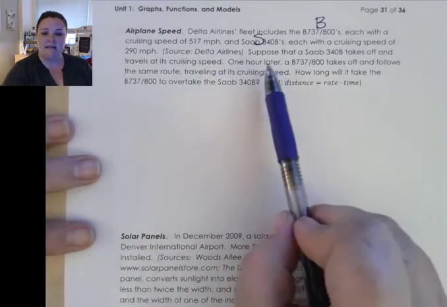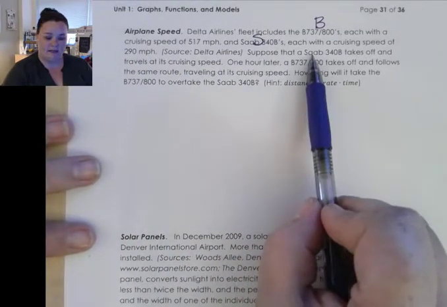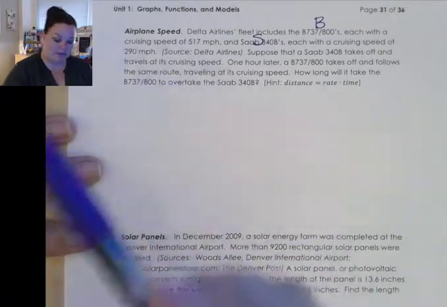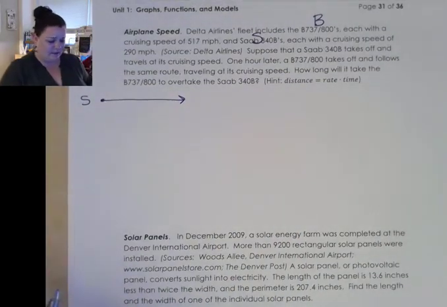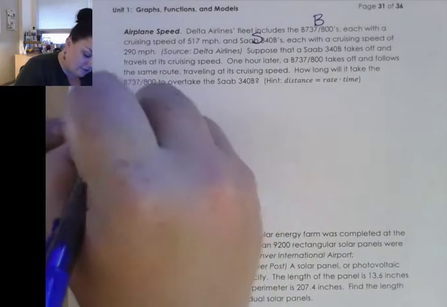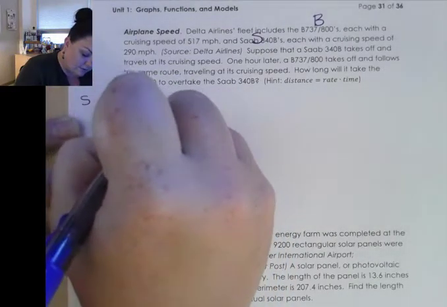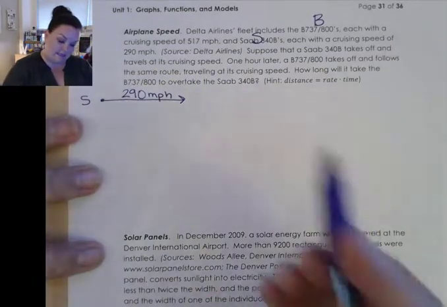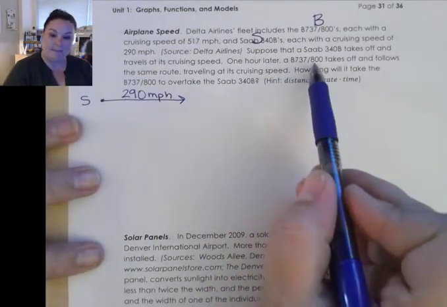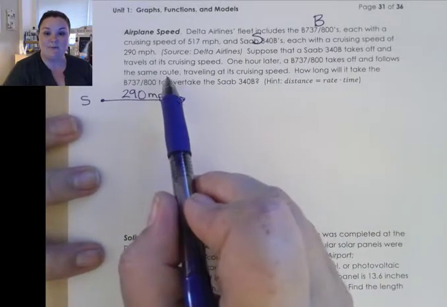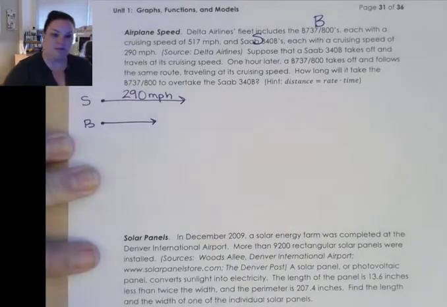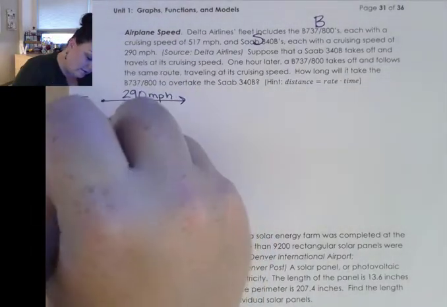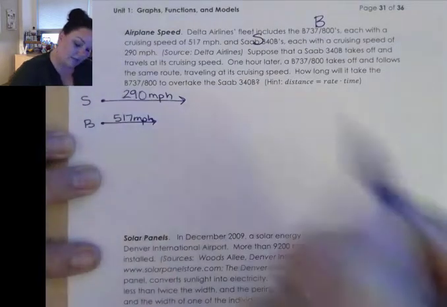Okay, so then they tell us, suppose that the S plane takes off at its cruising speed. All right, so here's the airport, and we have the S plane that takes off at its cruising speed, right? And its cruising speed is 290 miles per hour. Okay. Then it says 1 hour later, the B plane takes off and follows the same route. So now we have the B plane taking off, following the same route, and he is going 517 miles per hour.